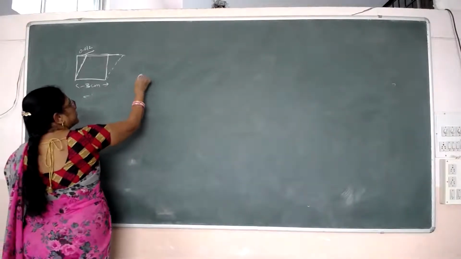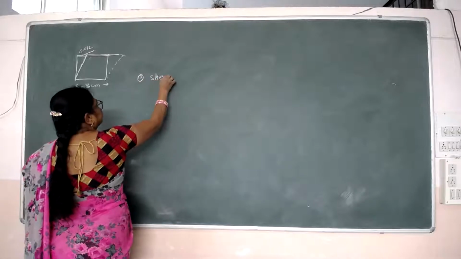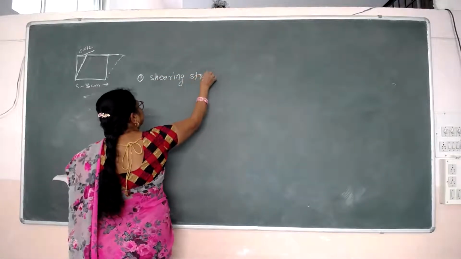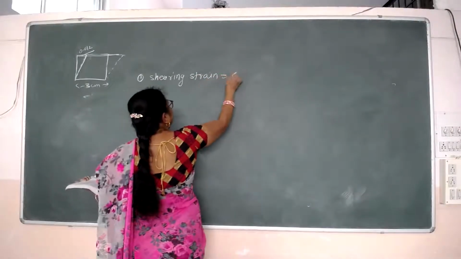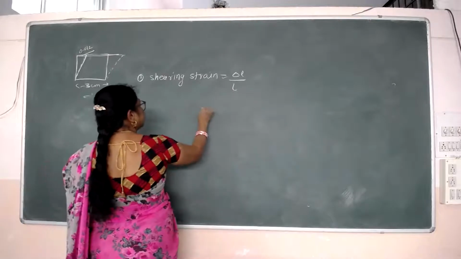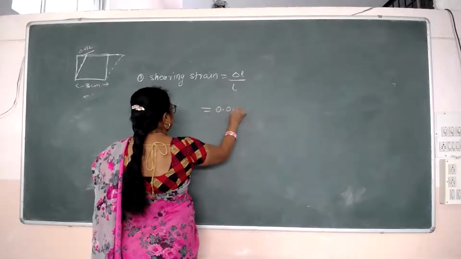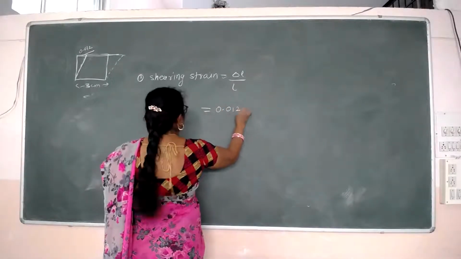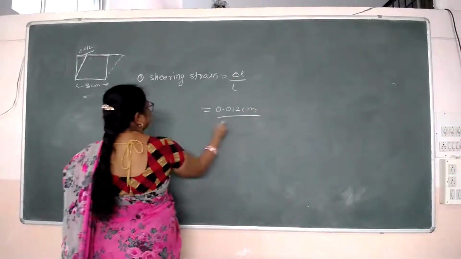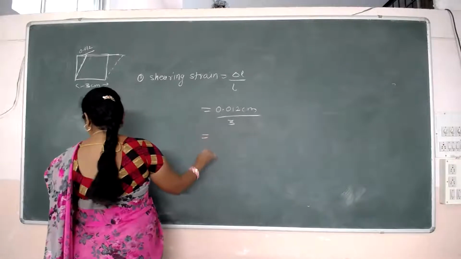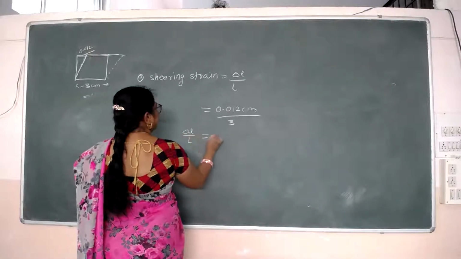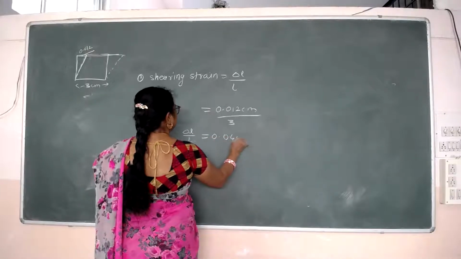Then the first one, shearing strain is equal to change in length divided by original length. The change in length is 0.012 centimeter, divided by the original length of the cube, that is 3 centimeter. So the shearing strain delta L divided by L is equal to 0.004.